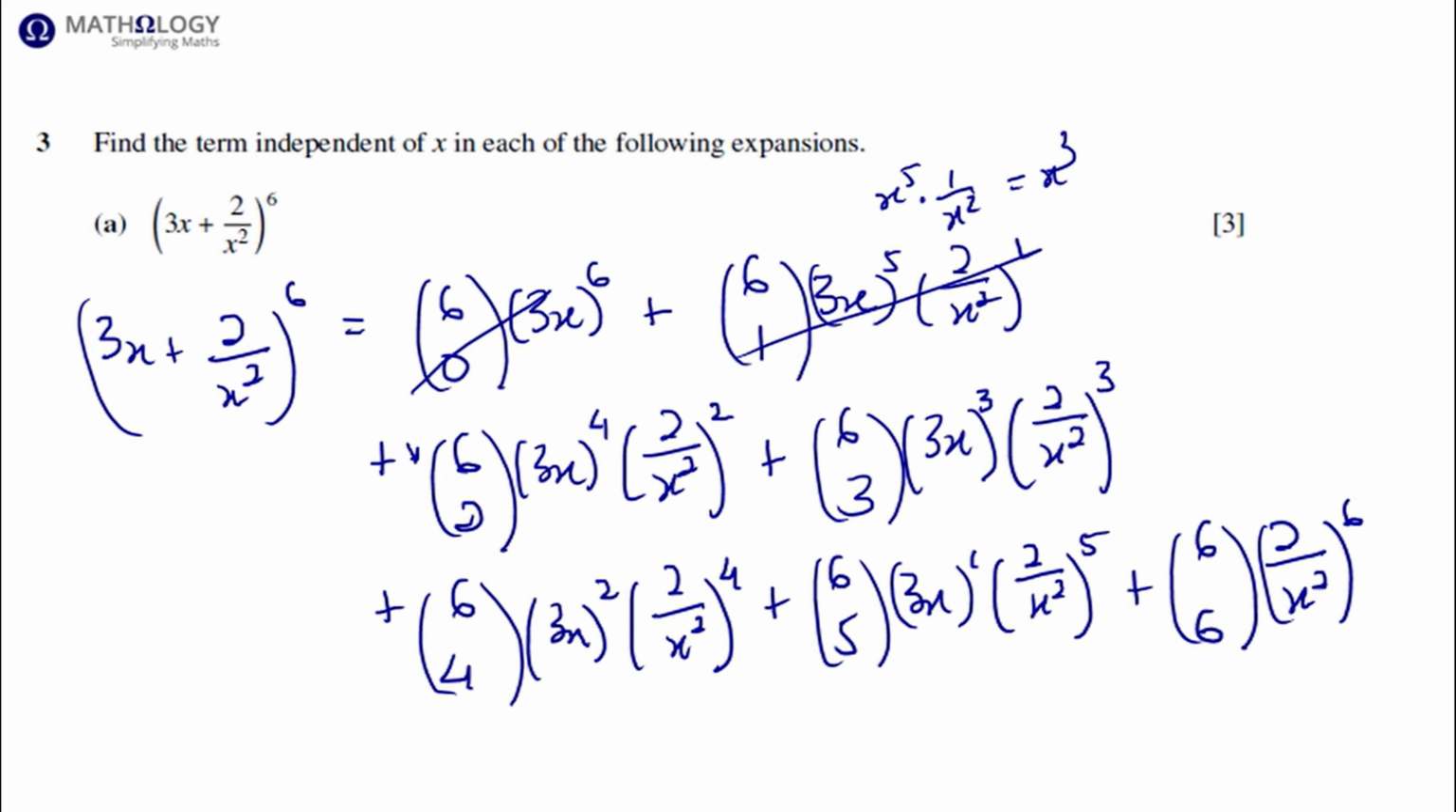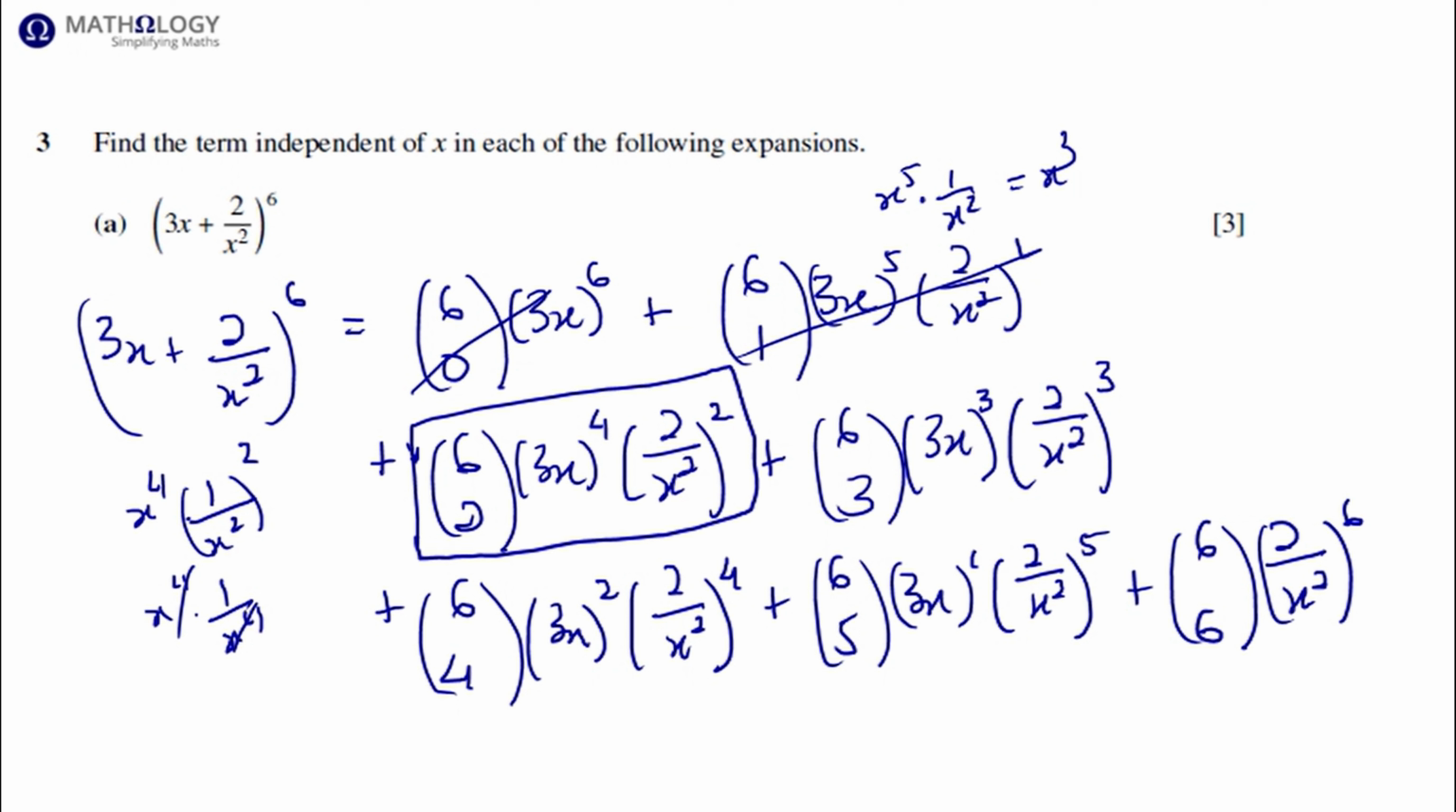This term over here, we've got x to the 4 times, don't worry about the coefficients here, 3 and 2, right? We're just looking at the x terms. We have 1 over x squared, so that's x to the 4 times 1 over x to the 4, which is going to cancel. This term does not contain a term in x because the x terms are going to cancel. So this is definitely what we're interested in.